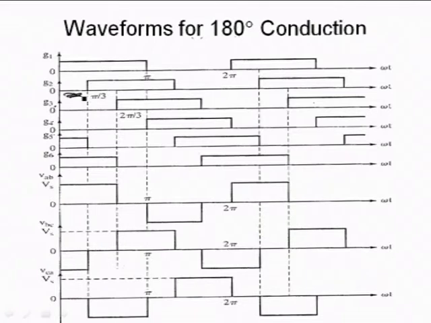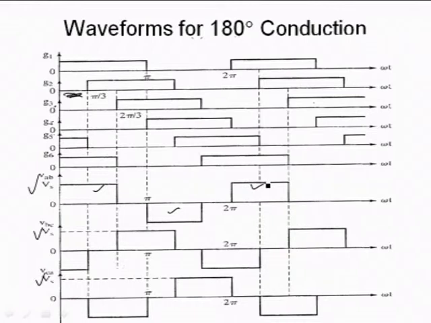The upper arm is 135, the lower arm is 246. So, this is how we get the line voltages. Line voltages are obtained from the phase voltages. VAB, this is VBC, this is VCA. This waveform is for the line voltage VAB.